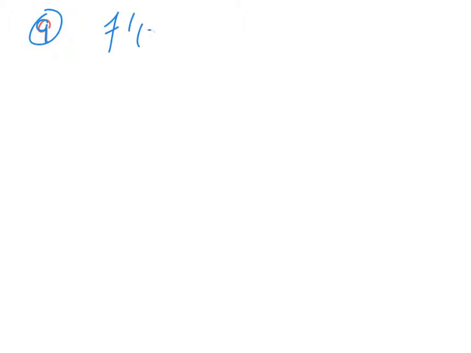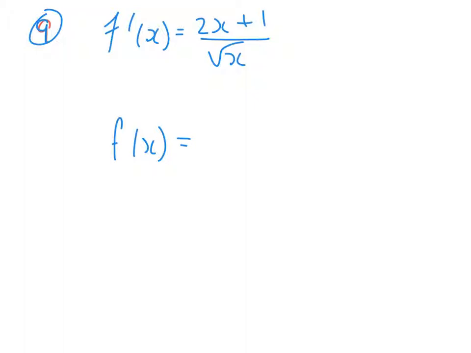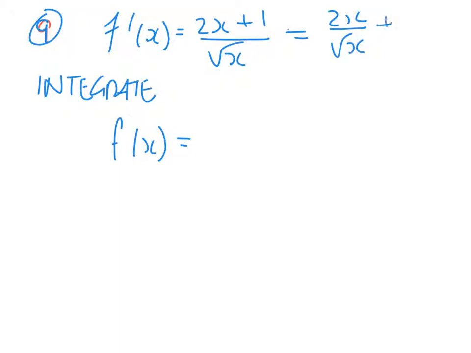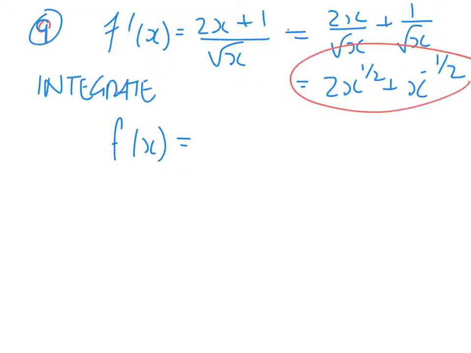f dash of x equals 2x plus 1 over root x. Now we need to find f of x. So how do we go from f dash to f of x? We need to integrate. Before we can integrate, we need to write this in a form where we can do that. So write it as 2x over root x plus 1 over root x, which is 2x to the half plus x to the negative a half. So we are going to integrate this function here.